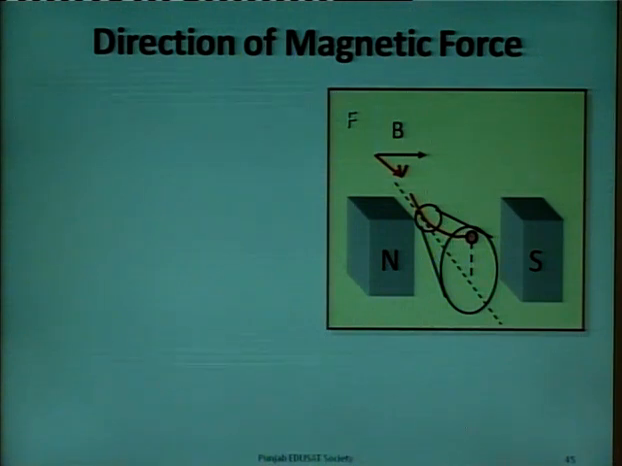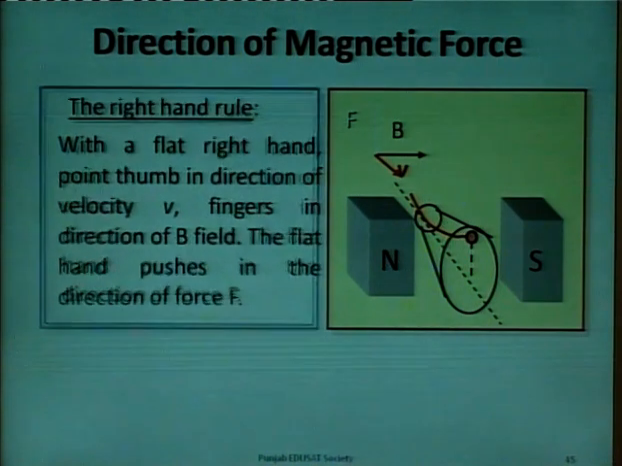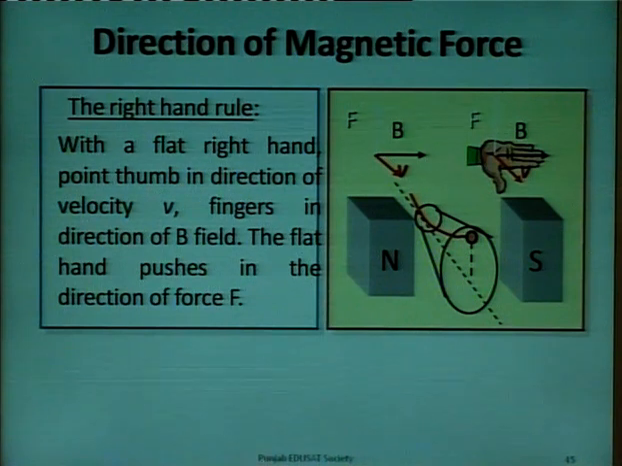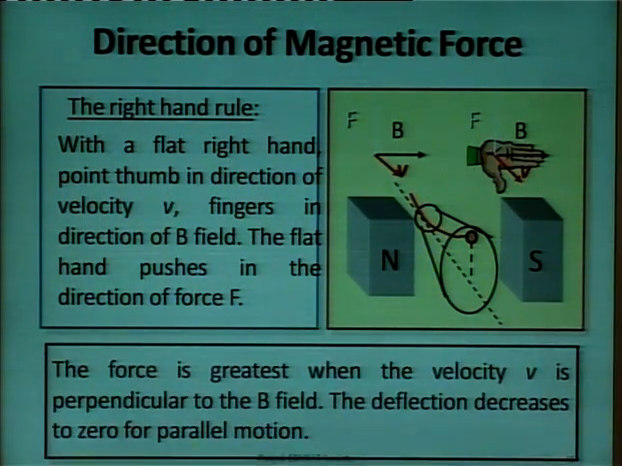Then the direction of magnetic force. If we see the right hand rule with the flat right hand, point the thumb in the direction of the velocity V, fingers in the direction of field B, and the flat hand pushes in the direction of force F. This force is greatest when the velocity V is perpendicular to the B field. The deflection decreases to 0 for parallel motion.